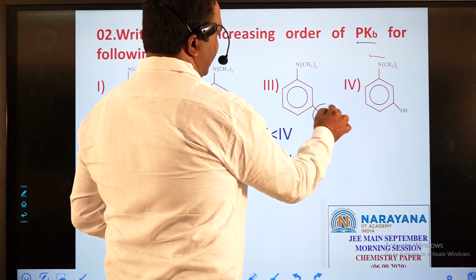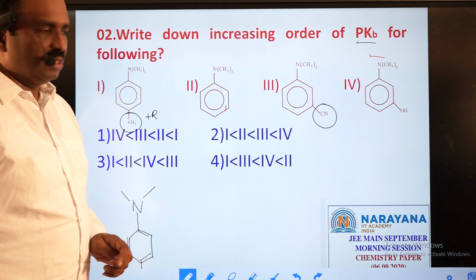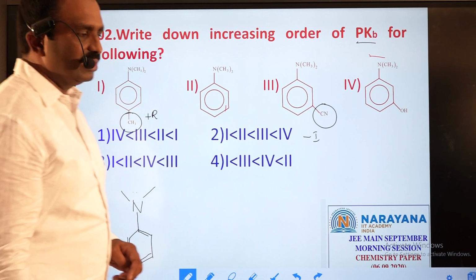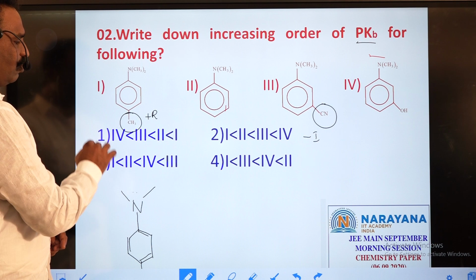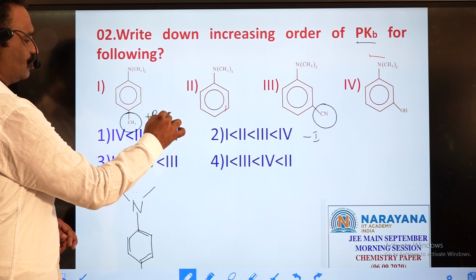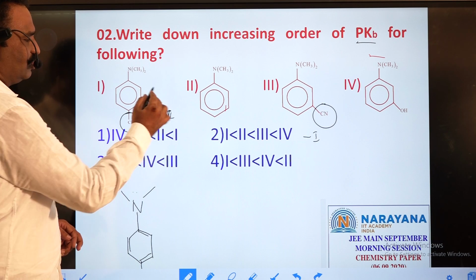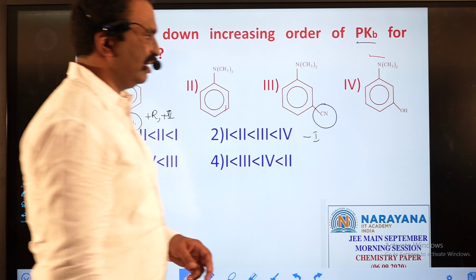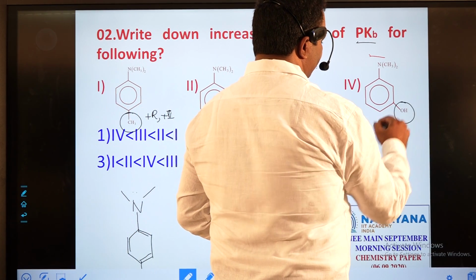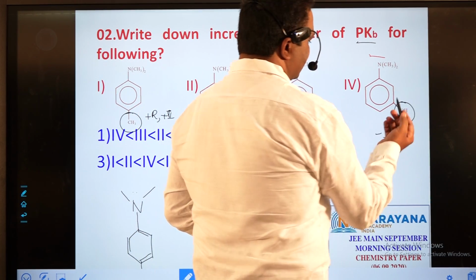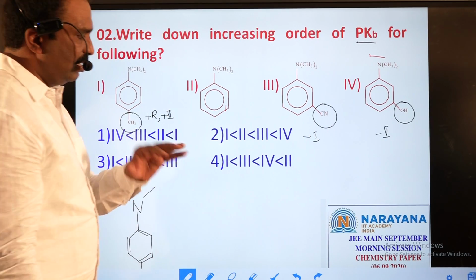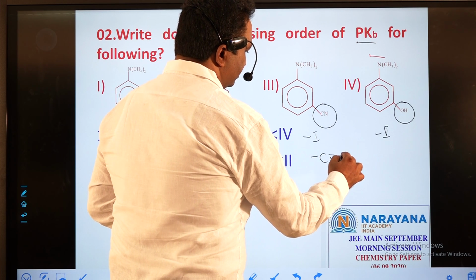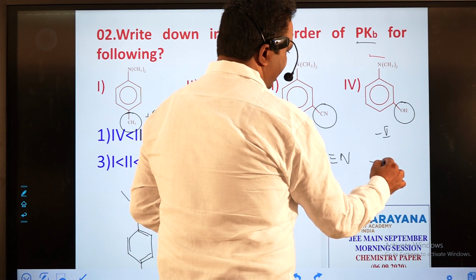Next, here cyanide is at meta position. When it is at meta position, there is minus I effect. And one can identify the methyl group, along with plus R, also shows plus I effect, positive inductive effect. Here there is minus I, negative inductive effect. Next is OH. OH also exhibits minus I, negative inductive effect. Now there is a comparison between the cyanide group and OH.